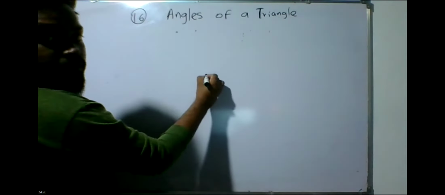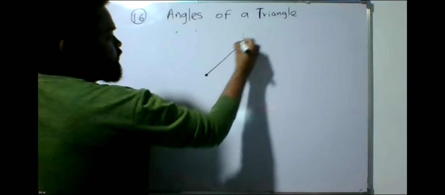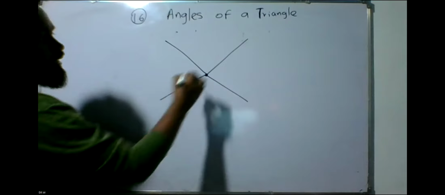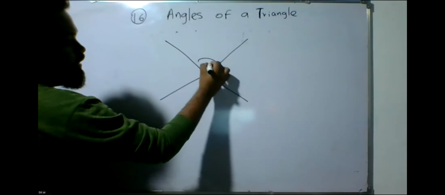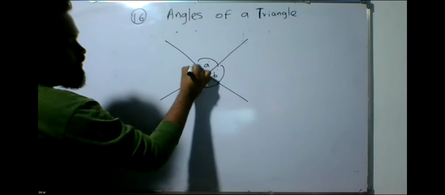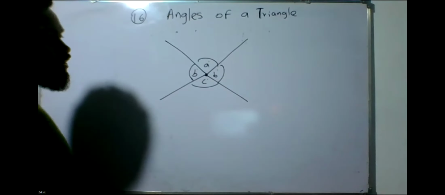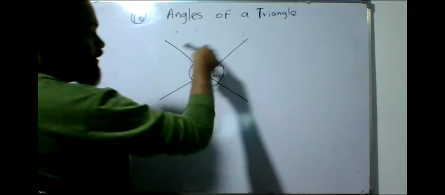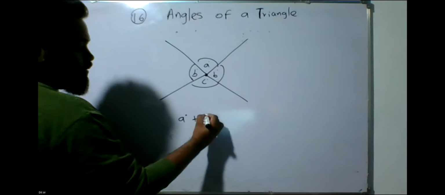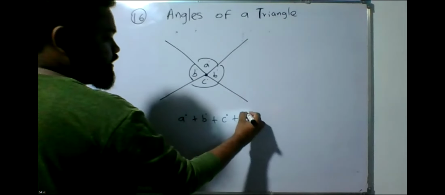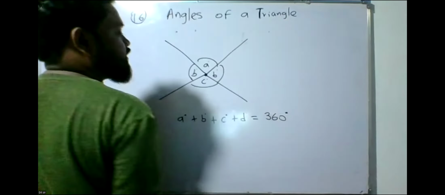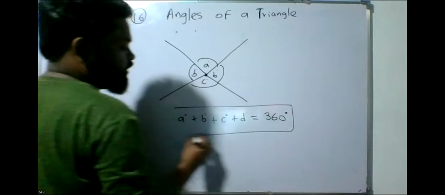Right. This is a point. Four angles are located around this point. The magnitudes of them are A, B, C, and D. These four angles are located around this point. So the sum of them, A plus B plus C plus D, equals, not 180, it is 360, because angles around a point.